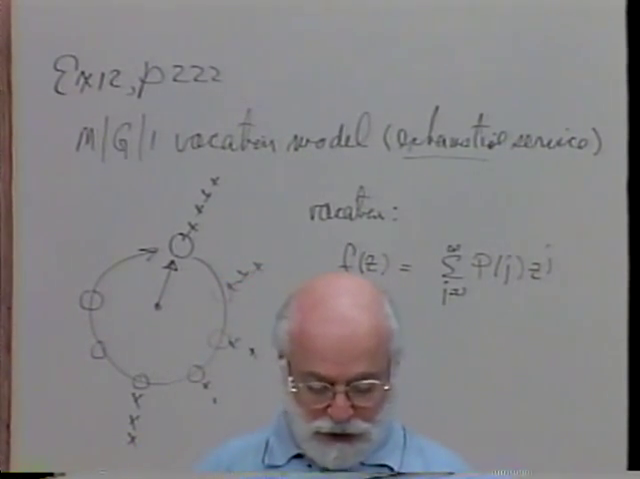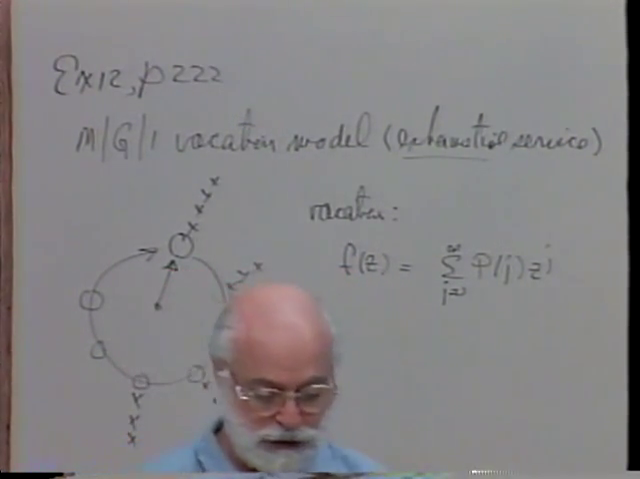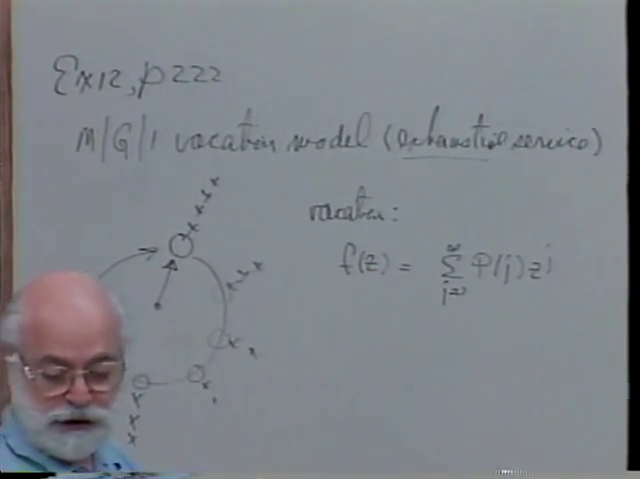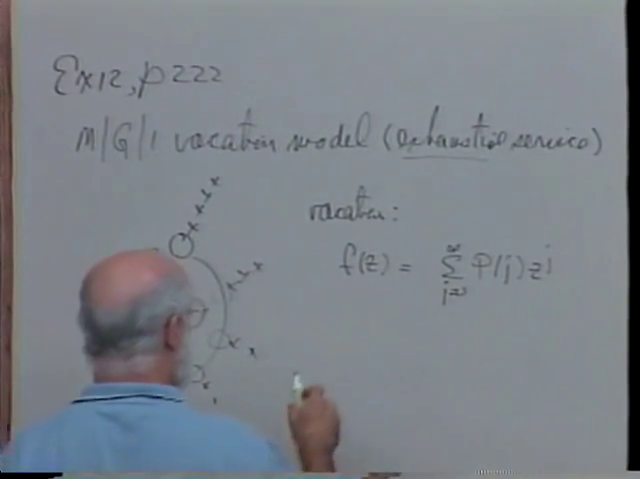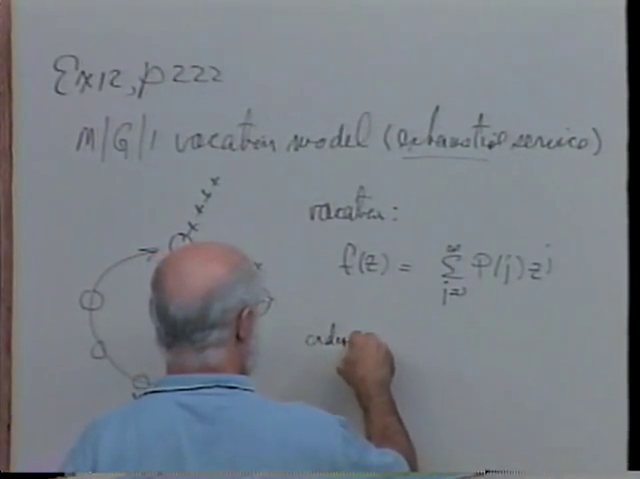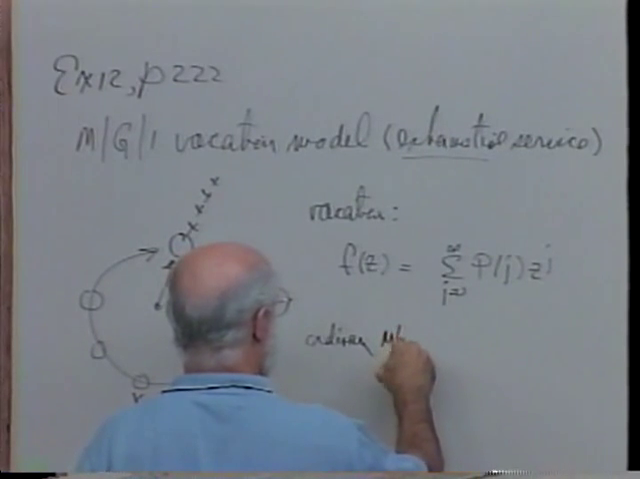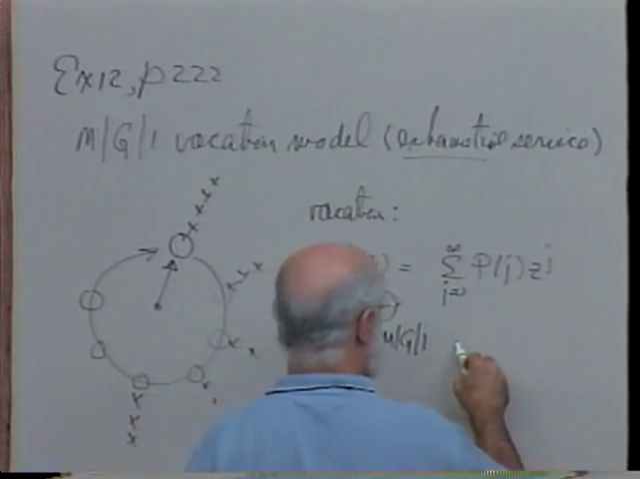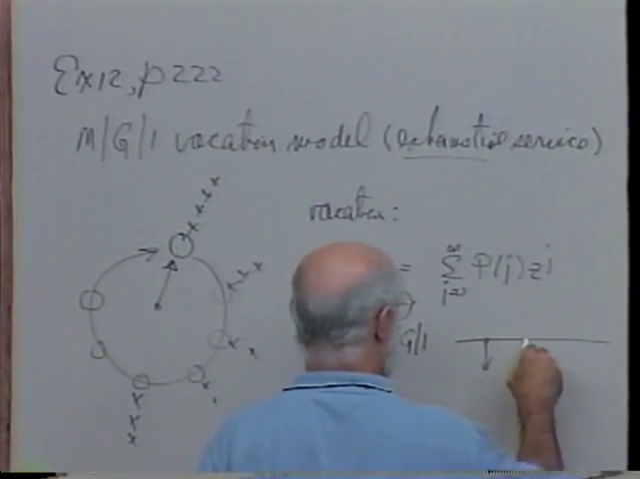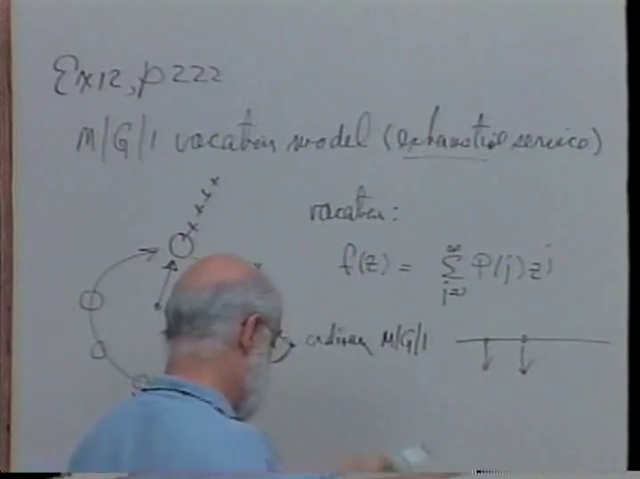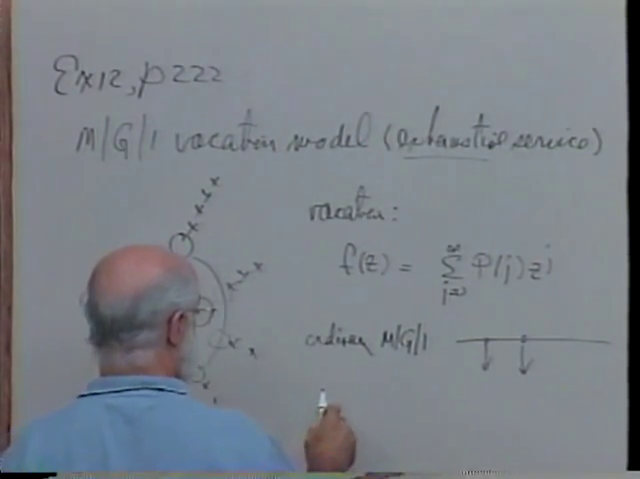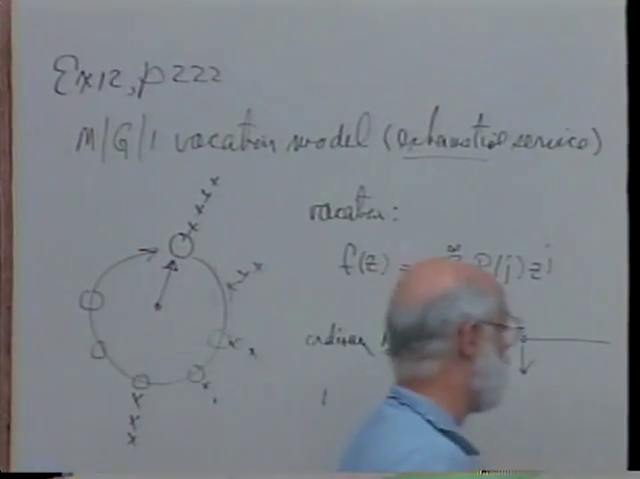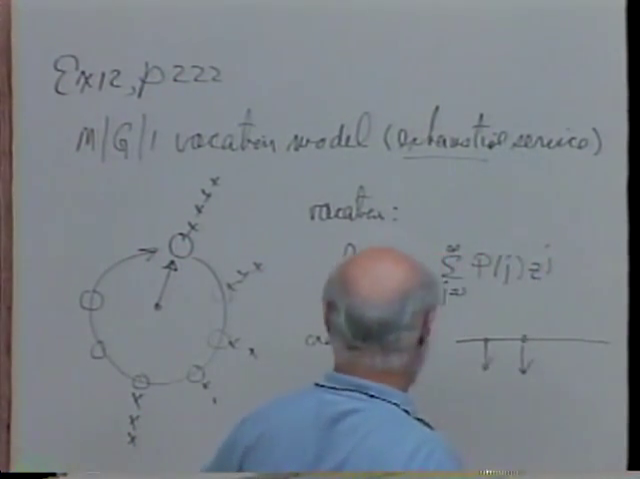Okay, so let me begin by writing the basic equation. First of all, let me remind you about ordinary MG1. I just want to go through the main facts here. So for ordinary MG1, what we did is we embedded a Markov chain at the service completion epochs, like that, and we wrote equations like this. The probability, let's see, maybe I should give myself a little bit more room here. I think this will be all right.